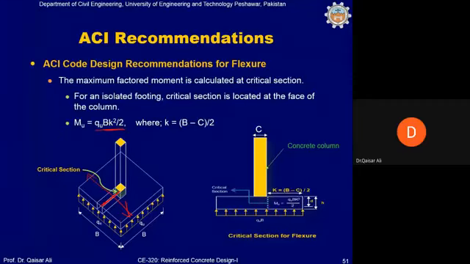And k is the same as in the previous case, but this can be calculated very easily. If this is B, the total width of the footing, and the column size is C, then B minus C will give us the two sides, and one of the sides will be k. So k is equal to (B minus C) divided by 2. The total is B, so when C is deducted from this, you get the two sides of the footing, and one side will be equal to k, where k is (B minus C) by 2.